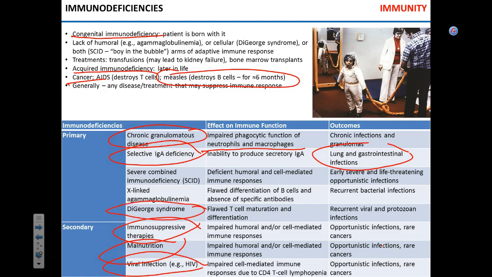DiGeorge syndrome, maturation of T cells is impaired. You don't have T cells. Let's put it this way, okay? In DiGeorge syndrome, you don't have functional T cells. Agammaglobulinemia. You don't have functional B cells and you have no antibodies.